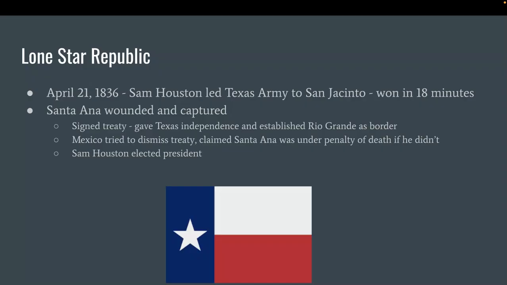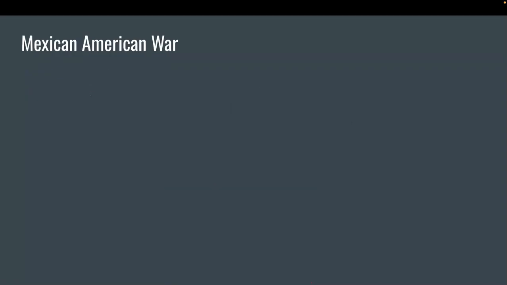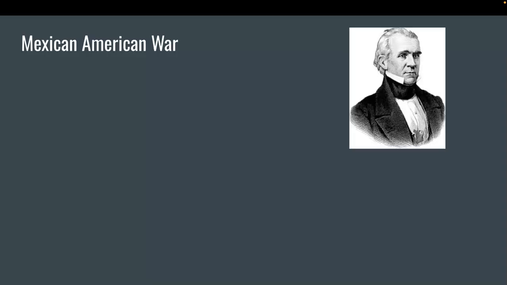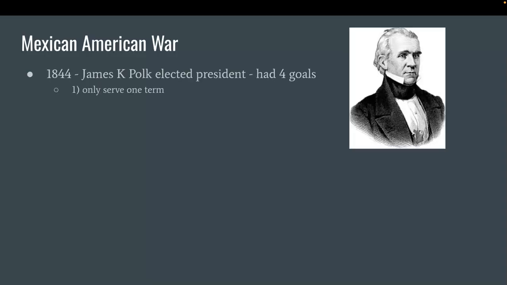Sam Houston is elected the first and only president of the Republic of Texas. But immediately following his election, they voted to seek immediate annexation or takeover by the United States. So, we feel like things are going along well.